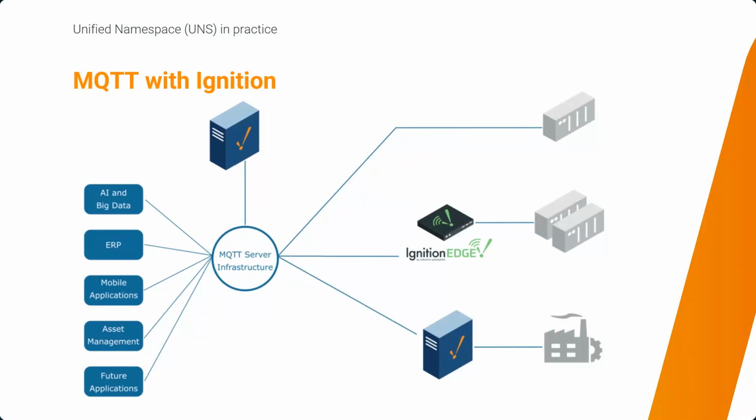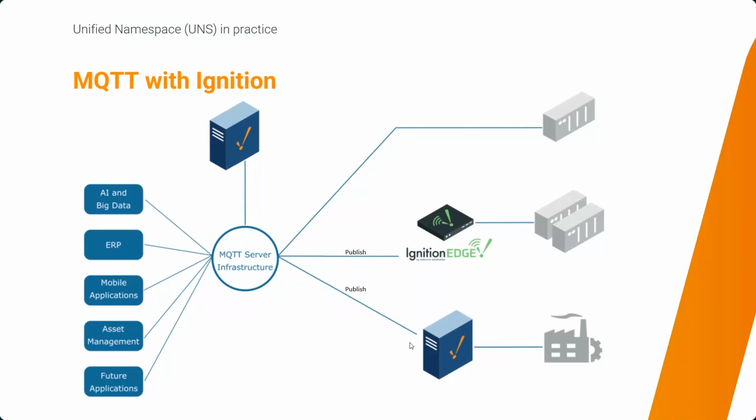If we take a look at MQTT used with Ignition, we can come up with an architecture like we see in this picture. In this case, we have different servers. So we have one normal PLC here. We have two normal PLCs connected to an Ignition Edge, which is a small, lightweight version of Ignition, which publishes the data. In this case, the Edge publishes the data to a central MQTT server.